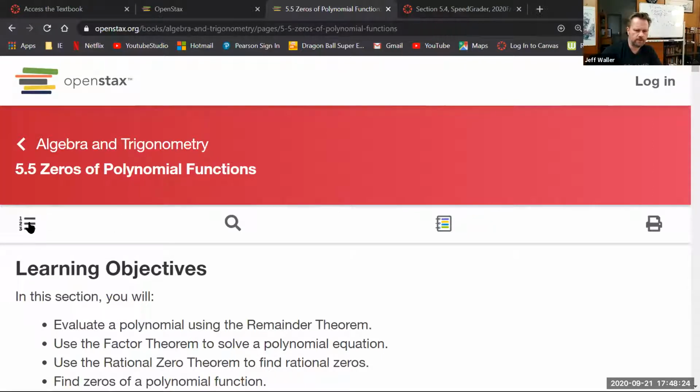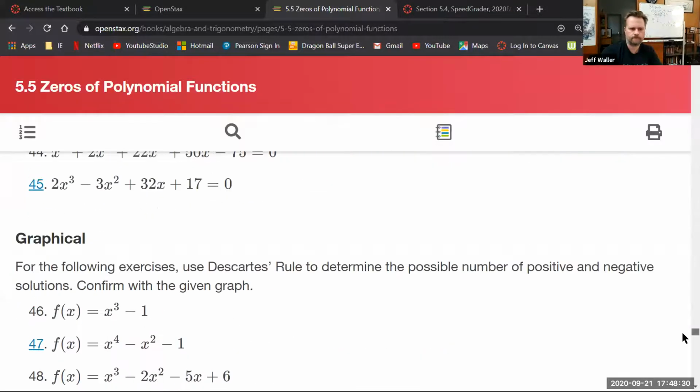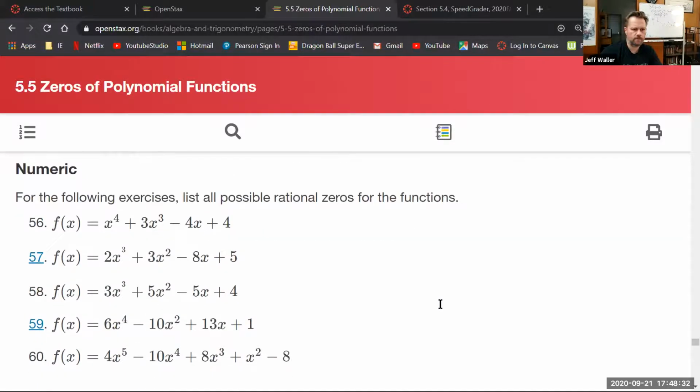Let me see, what was I going to do? 57, here we go. All right. So list all possible rational zeros. This one, right? Let me see, yeah, 57, 55. So how do I develop the list of all the possible rational zeros? What do I look at?